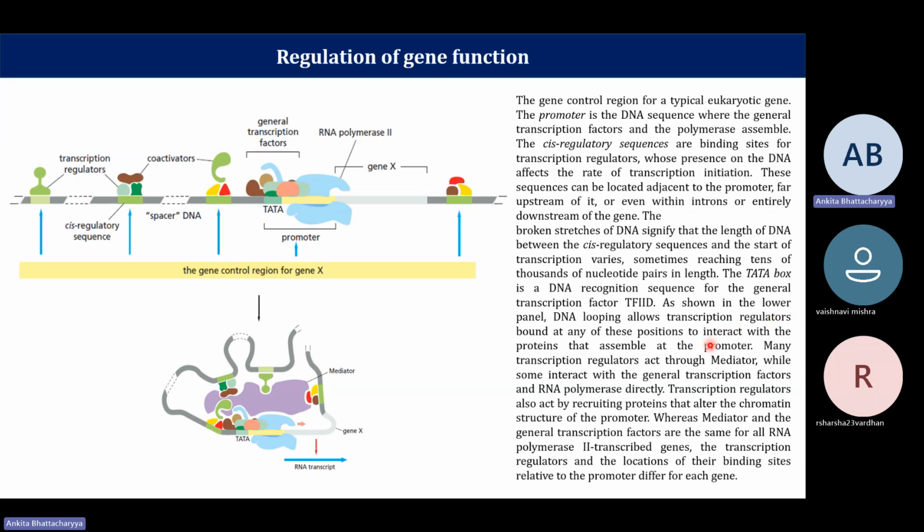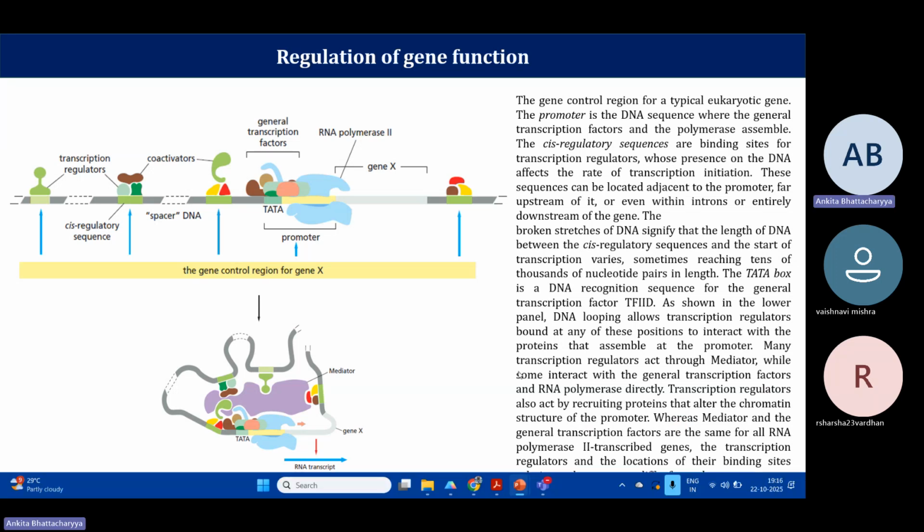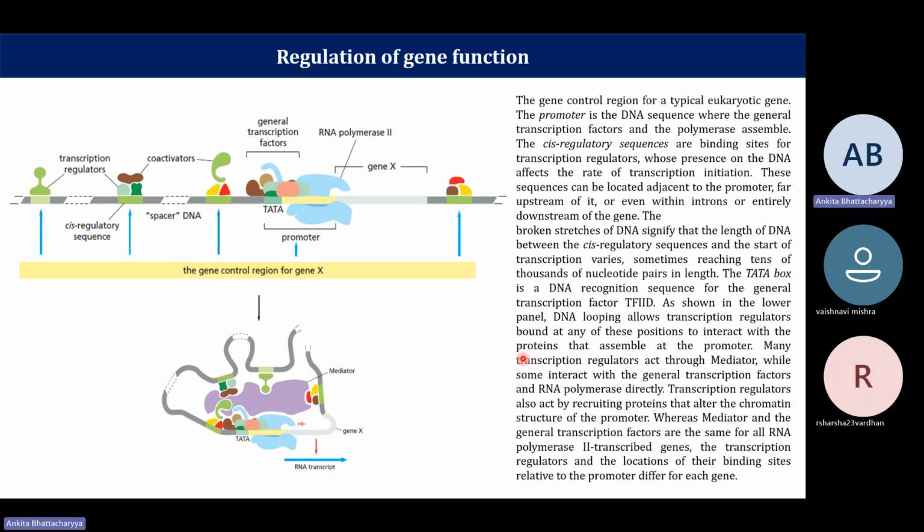Okay, so many transcription regulators assemble or act through the mediator, like I just mentioned, while some interact with GTFs and RNA polymerase directly. Several regulators also act by recruiting proteins that alter the chromatin architecture of the promoter. Whereas the mediator and GTFs are the same for all RNA Pol II transcribed genes, the regulators and the location of their binding sites will vary depending upon which gene you are studying and which organism or which tissue you're studying it in.